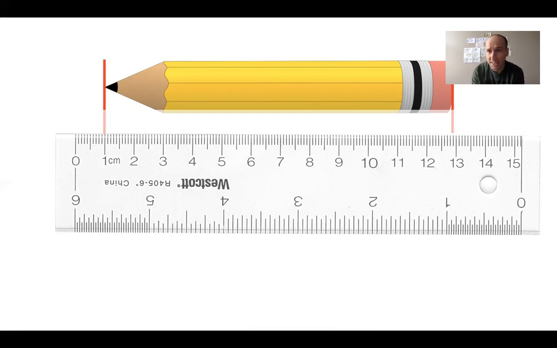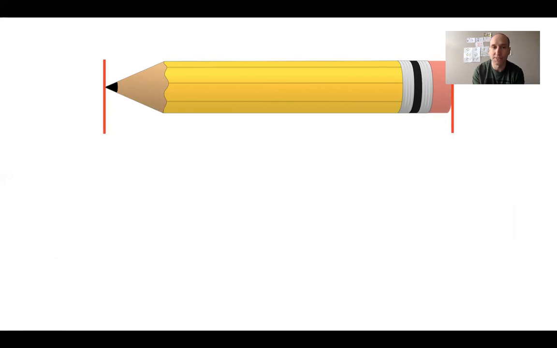Because I'd answer this, and I'd say, hey, this pencil's 13 centimeters long. But it's not. All right? If you said, hey, Mr. Martin, look where you started at. You started at 1 centimeter. We have to start at 0 centimeters. You have to move your ruler, Mr. Martin. So I would readjust and watch what happens.